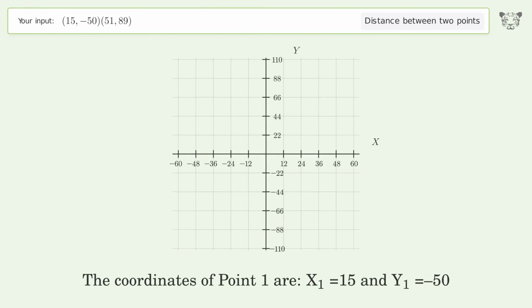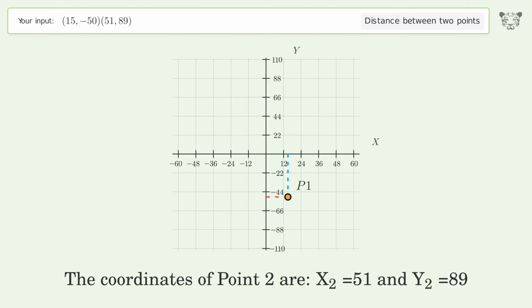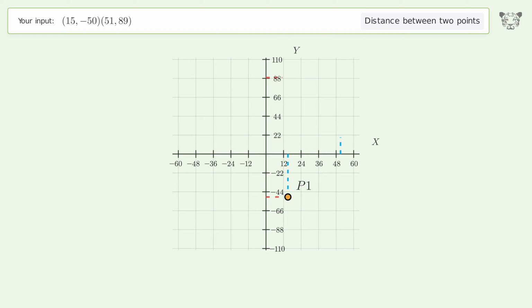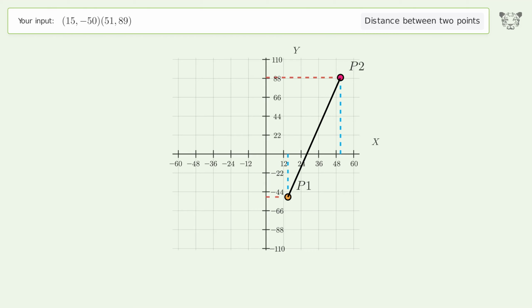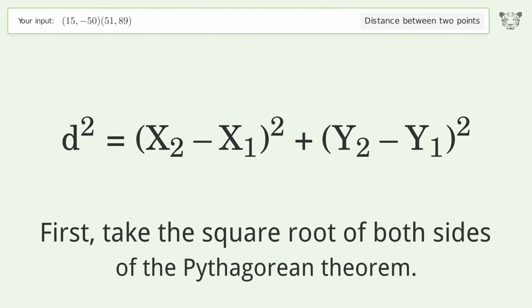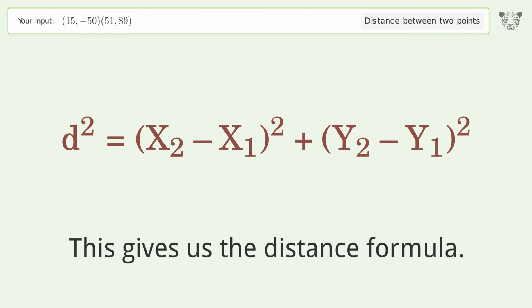The coordinates of point 1 are x1 equals 15 and y1 equals -50. The coordinates of point 2 are x2 equals 51 and y2 equals 89. D is the distance between the 2 points. First, take the square root of both sides of the Pythagorean theorem. This gives us the distance formula.